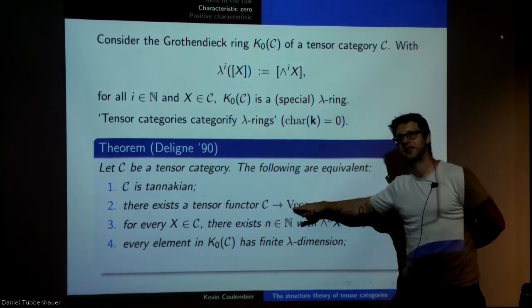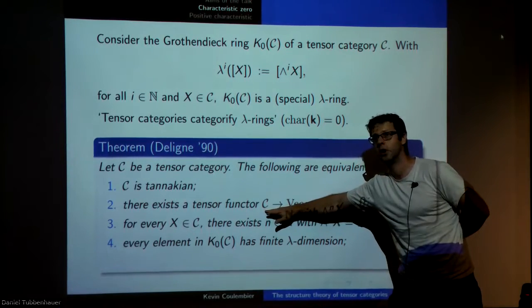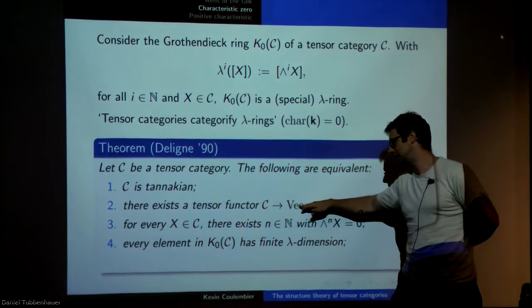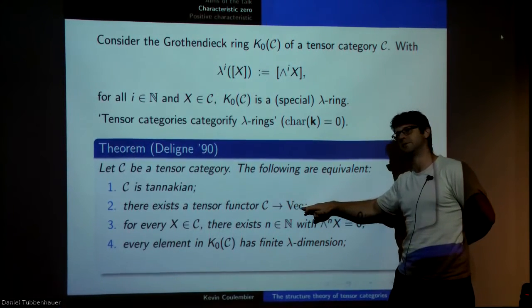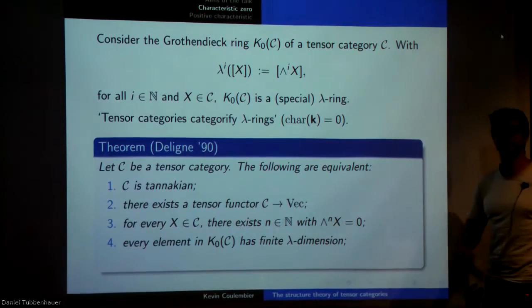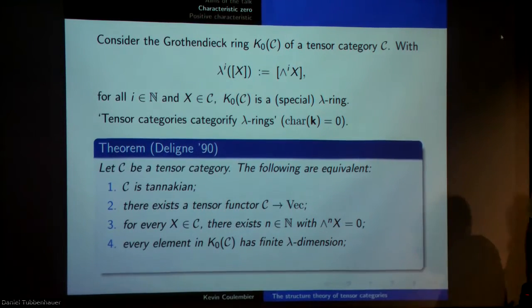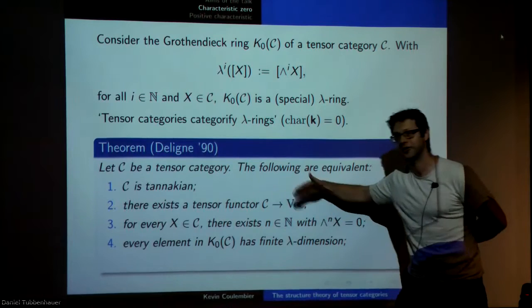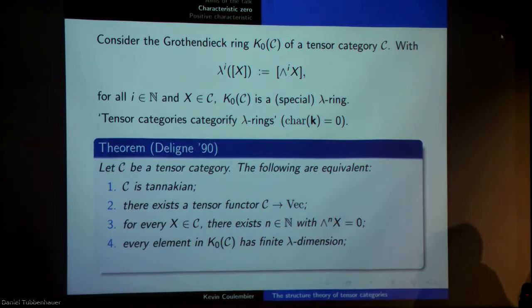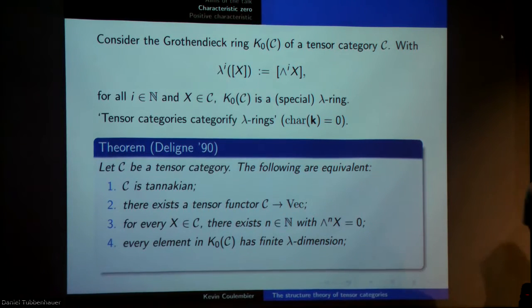So I can kind of extend things and think of my object, which turns out to be a representation, as something which completely splits into one-dimensional things, a vector space. So in some sense, this theorem is a categorification of the splitting principle, if you want, for the purposes of today. So this lambda dimension is a dimension for an object, right?